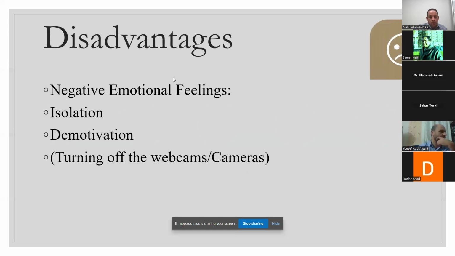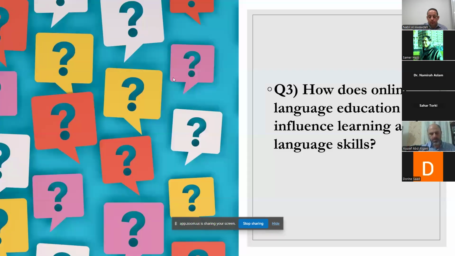Another disadvantage is negative emotional feelings. Many students perceive that they feel isolated in online learning, and therefore they don't feel motivated to study and learn. They feel isolated because they cannot see their classmates or teacher. They cannot talk to them very well, and in online learning, turning off the cameras was a problem too, because they are bored just by staring at the little profiles of their classmates. So these were the disadvantages of online learning.